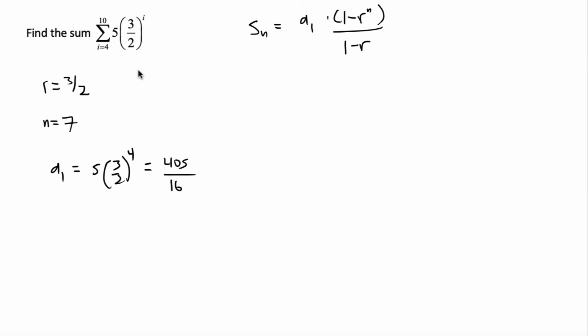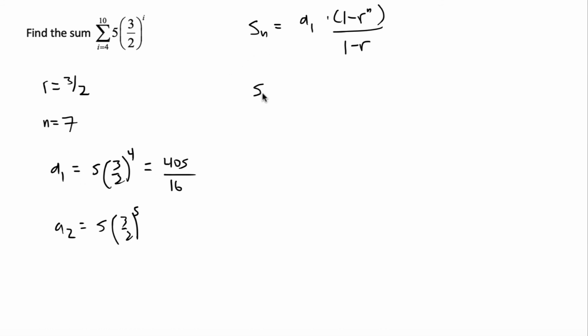And you notice, this is very important, what is a2 going to be? a2 is sort of the same thing, but it's (3/2) to the 5th power, which, if you think about it, is just this number times another 3 halves. So we can certainly do that. R is 3 halves, n is 7, and we figured out a1.